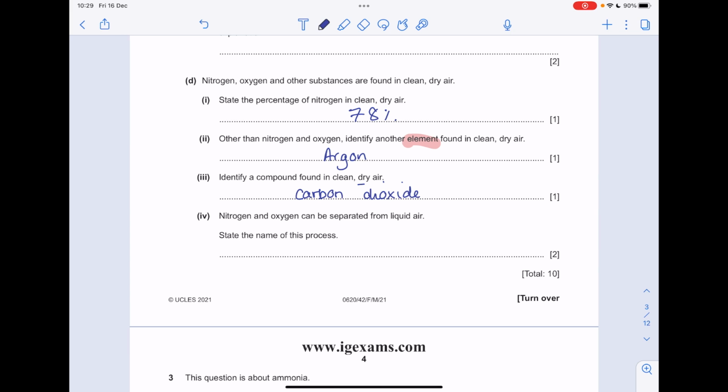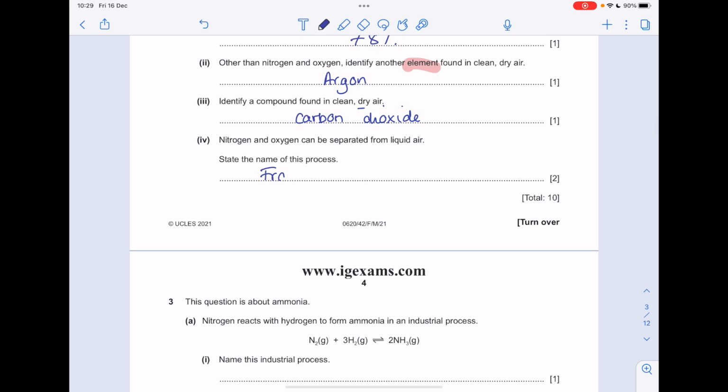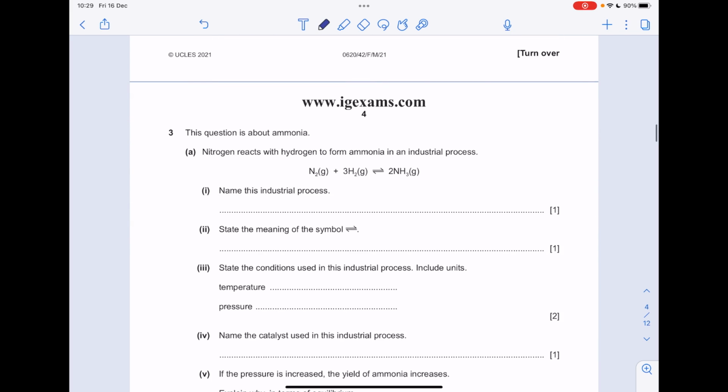Nitrogen and oxygen can be separated from liquid air. State the name of this process. It's fractional distillation. This question is about ammonia. Nitrogen reacts with hydrogen to form ammonia in an industrial process. Name this industrial process. It's known as the Haber process.